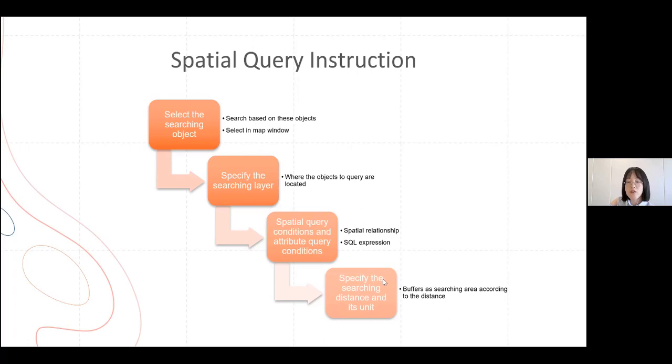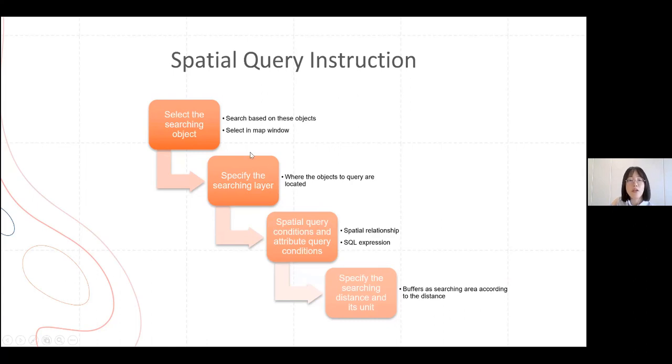And then also, if we want to find out features within certain distance to our searching object, then we can specify a searching distance. But that is an option. In this case, we won't use this setting.